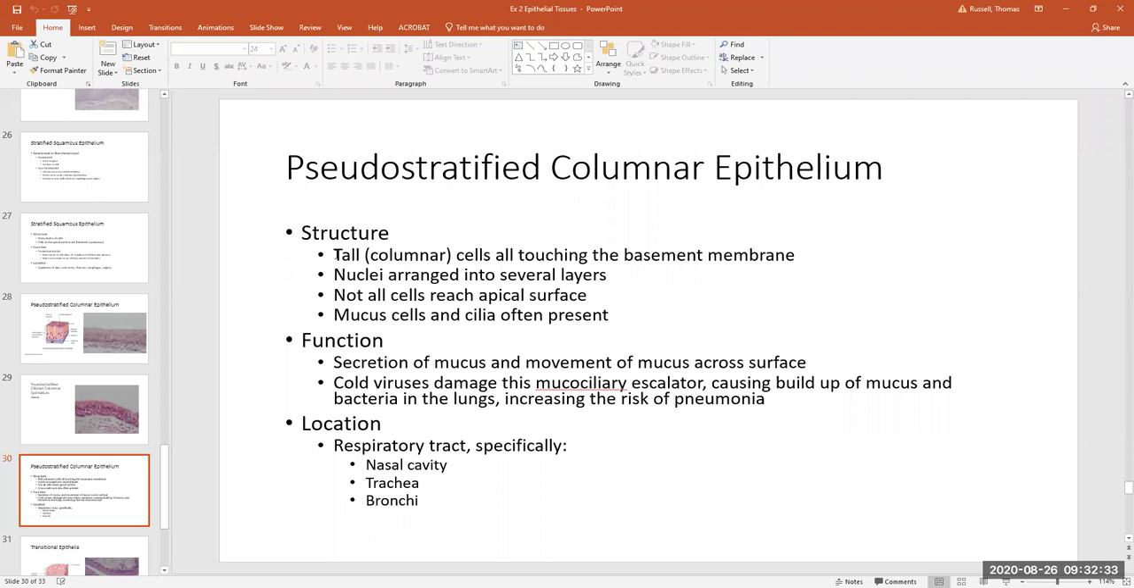All right, so pseudostratified columnar epithelium. There's one row of cells. Some of the cells are tall. All the cells touch the bottom, right? Not all the cells reach the surface. There are mucus cells embedded in this epithelium that secrete mucus. I guess I should have shown you that.